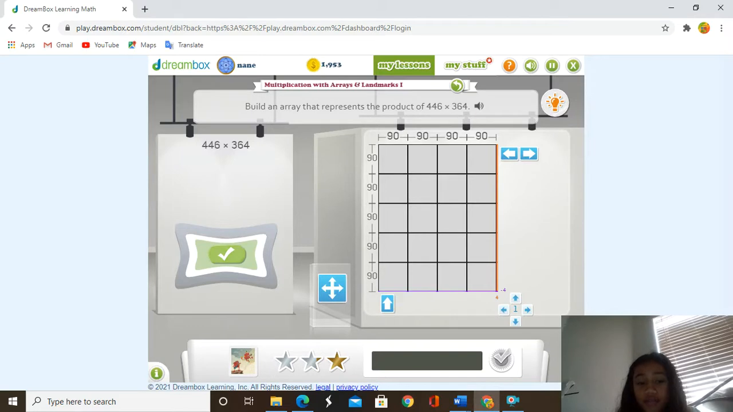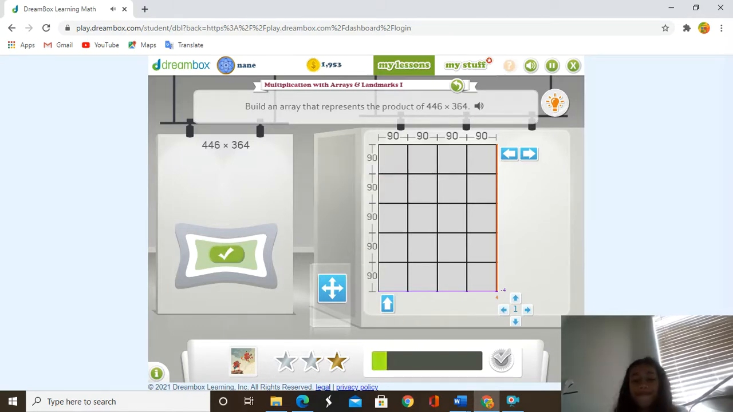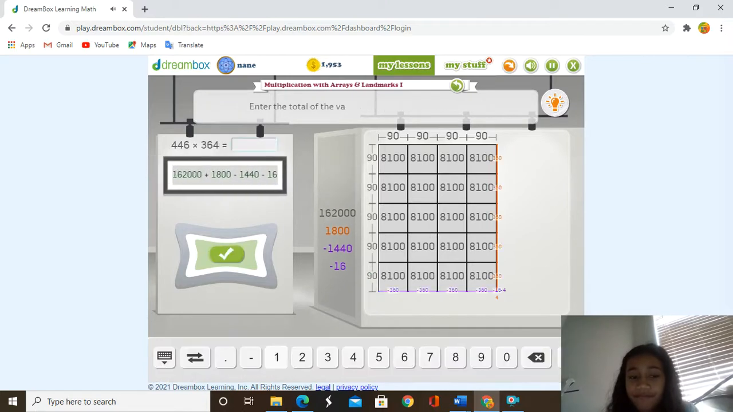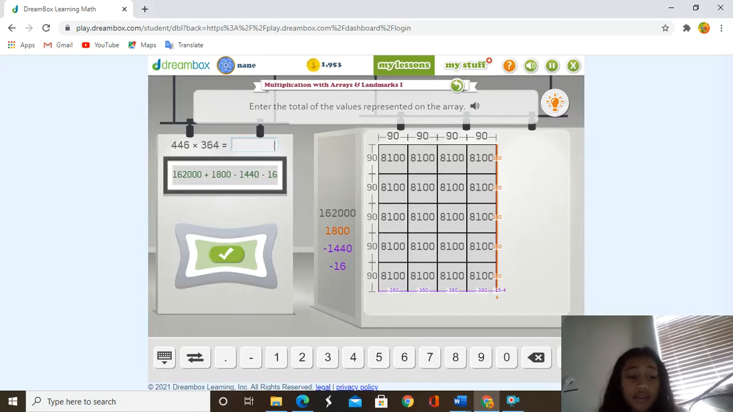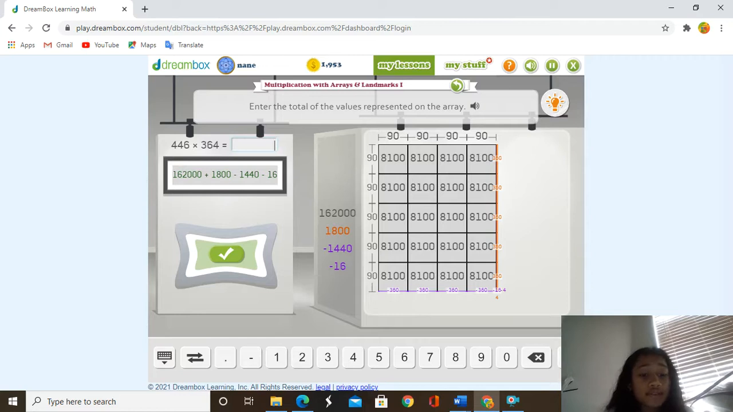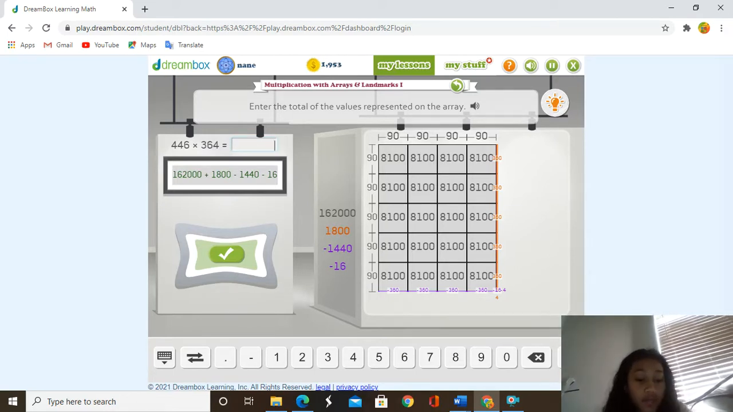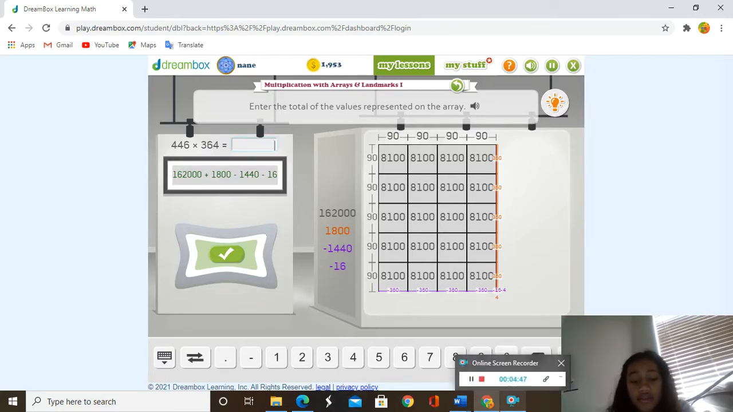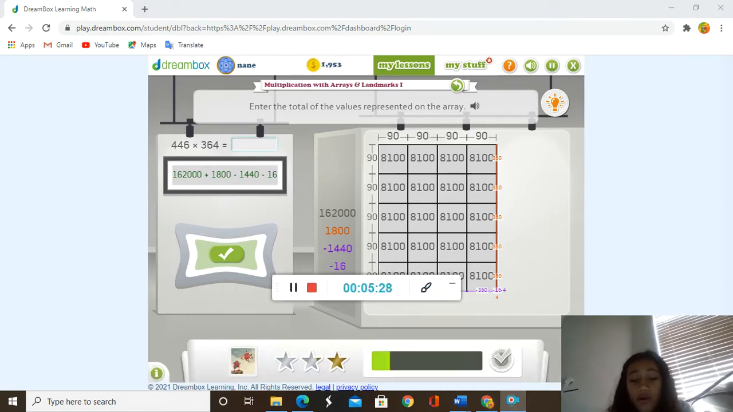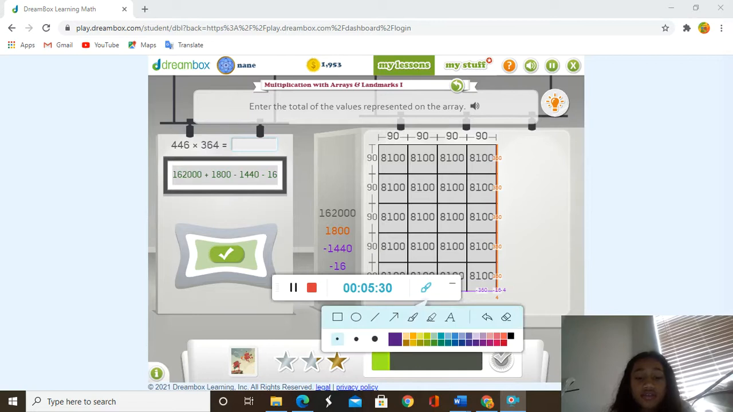Now we're just going to push the check mark. Let's enter the total of the values represented on the right. So they already broke it apart and got all the answers. So all I have to do is add 162,000 plus 1,800 minus 1,440 minus 16. So that's quite a lot of work. So what I'm going to do is pull up a Jamboard, and I want you guys to solve this too on your own and see if you can get the answer. So actually I'm just going to solve it right here.